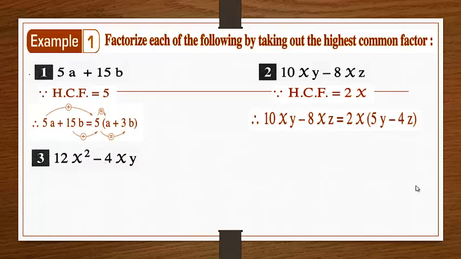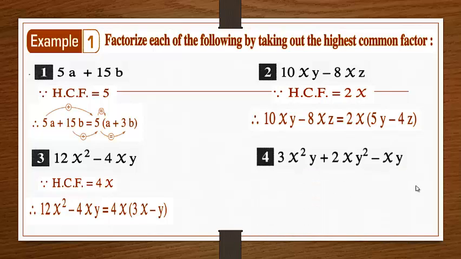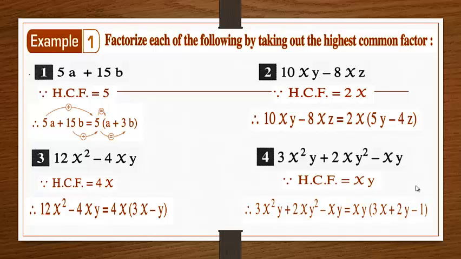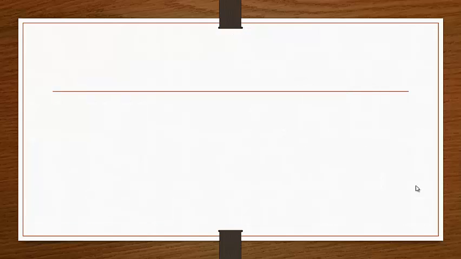Number 3, the highest common factor will be 4x. We write 4x outside the two arcs and divide each term by 4x, we get 3x minus y. Number 4, 3x power 2 y plus 2xy power 2 minus xyz. The highest common factor here is xy. Divide each term by xy, we get 3x plus 2y minus 1.